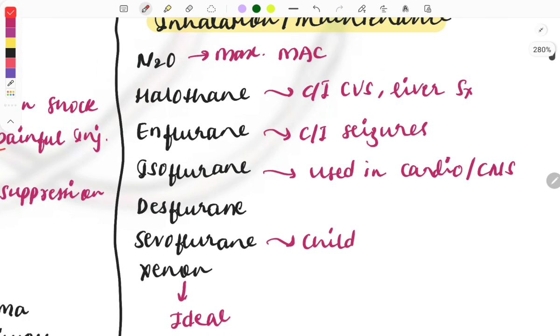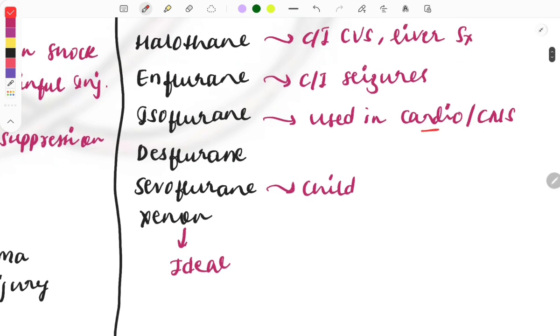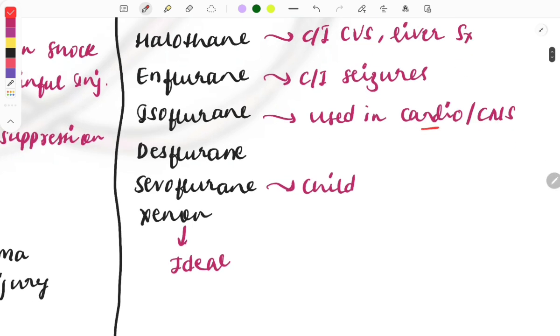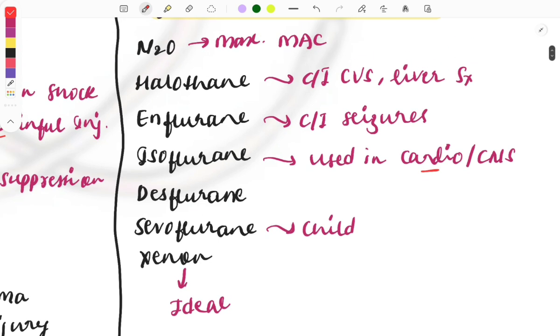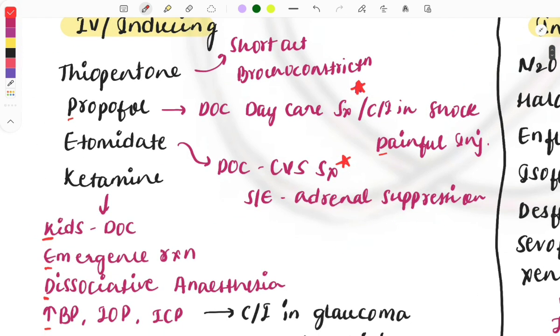Halothane is contraindicated in case of CVS and liver surgeries. Enflurane is contraindicated in case of seizures, and isoflurane is used in case of cardiac and CNS. See, this cardiac question is very confusing, because they will be asking it deliberately, to make it tricky, like this: which of the following inhalational agents is used for cardiac surgery, or which of the following inducing agents is used.